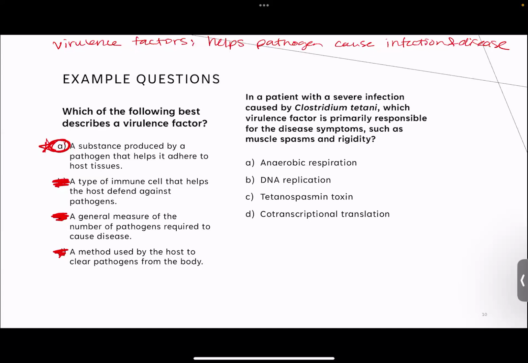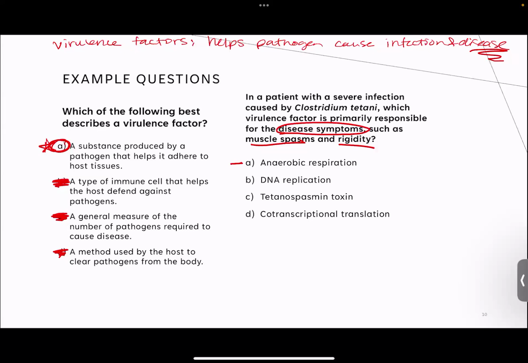In a patient with severe infection caused by Clostridium tetani, which virulence factor is primarily responsible for the disease symptoms, such as muscle spasms and rigidity? So now we're looking for something that helps cause the disease, which is our virulence factor, specifically associated with the muscle spasms and the rigidity. So is the fact that it can undergo anaerobic respiration what causes the rigidity? Probably not. So we're going to put a tick next to it because probably not.